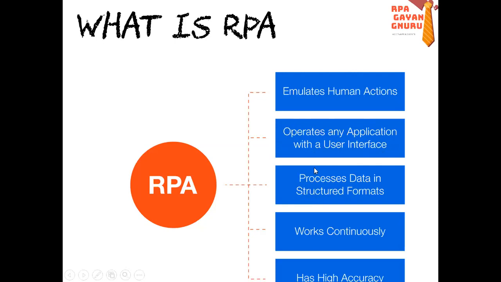This is very important. If it doesn't have a user interface, then it cannot operate on it. Third thing is processing data in structured formats, and this is very important for RPA. The data should be in a structured format, and the structure should be predictable. I'll explain what I mean.